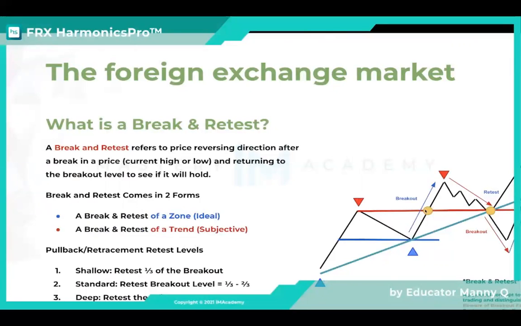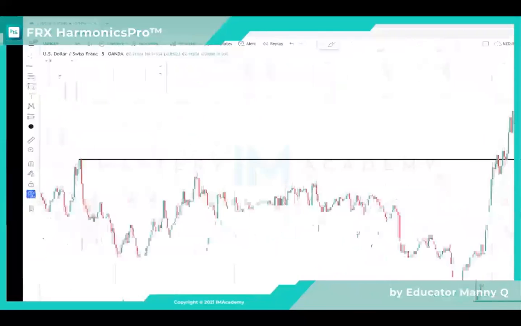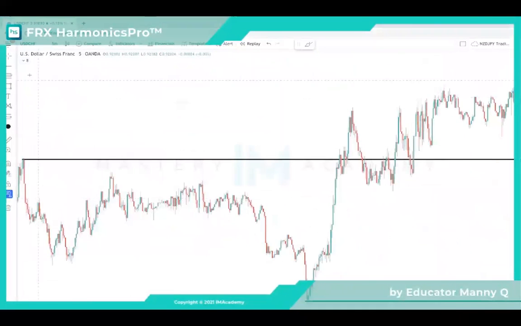Returning to the breakout level. This was the breakout level, to see if that level will in fact hold before resuming its direction. So as we can see over here, we're looking for the price.